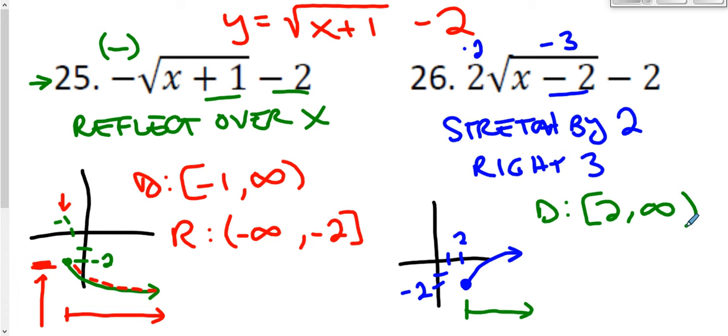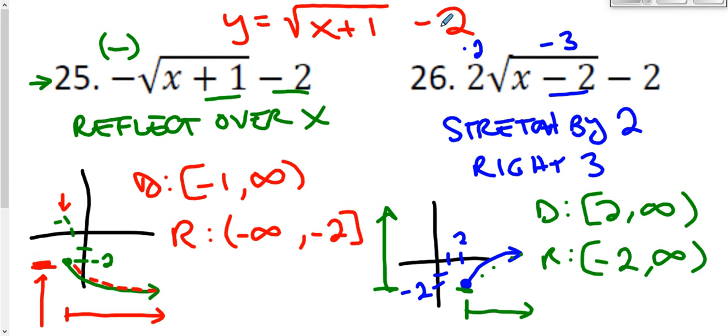And the range is all the possible y values. And my y values go from bottom to top. They start down here at -2 and go up to infinity. So that's the lowest point, and then it's going to continue going up as it goes over. So from -2 to infinity. All right, let's continue this on the next slide.